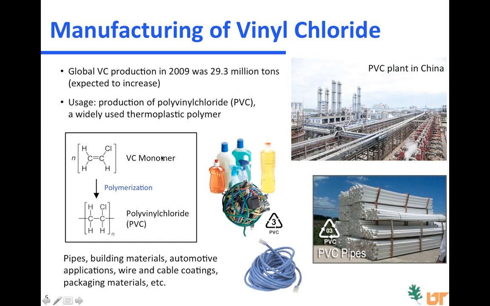So you produce vinyl chloride, the VC monomer, and then in a catalytic process, you polymerize it to polyvinyl chloride, PVC. And that's the desirable product. It's used for making pipes, lots of containers, insulating material for cables, lots of other applications. Shown in the upper right is a PVC production plant in China, but there are plants like this in many industrialized countries.